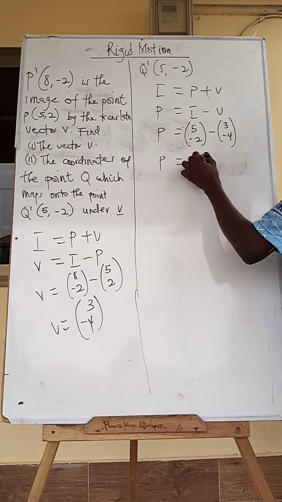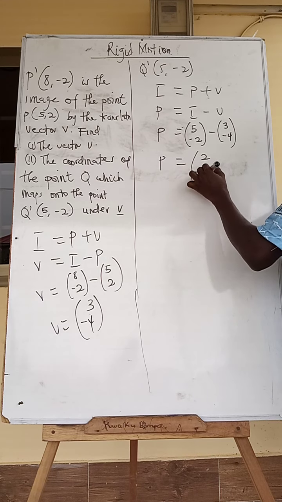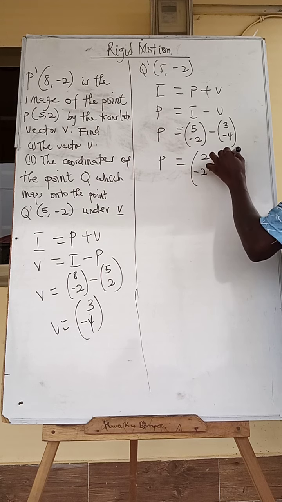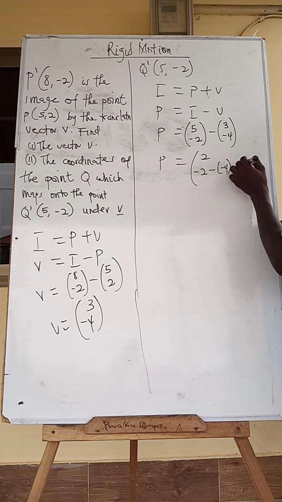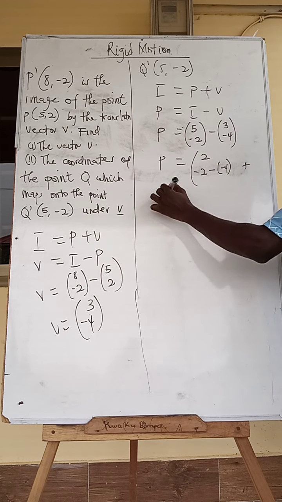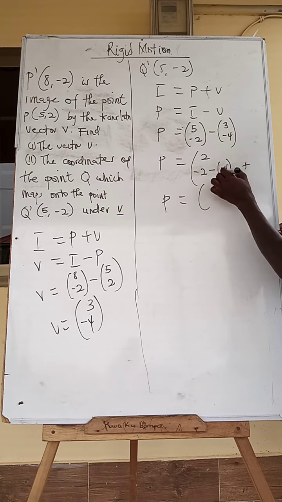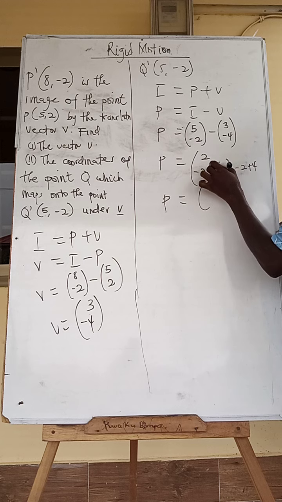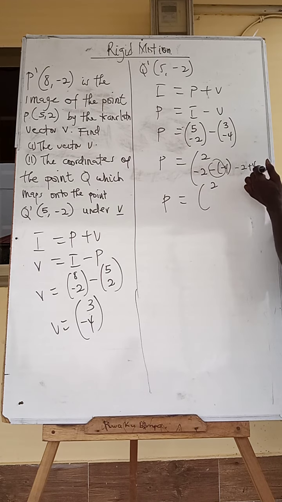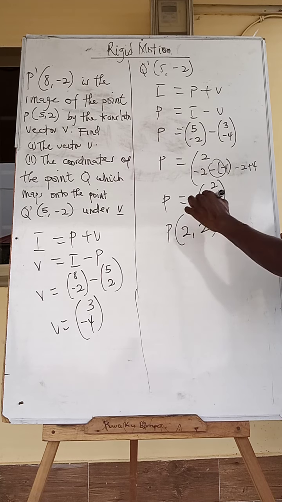So let's look at something. It's like -2 minus -4, and you know negative times negative is positive. So here our point is going to be 2, then this is going to be -2 plus 4, this is going to turn to positive, and this is also going to give us 2. So our point in coordinate form is 2, 2.